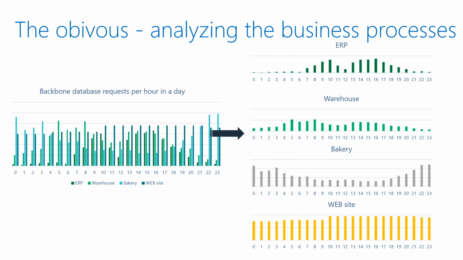So if you analyze your ERP system, you know that usually people start coming to work at 7 or 8 o'clock in the morning, and all the way until 10, 11, there's going to be quite a huge load on that system. And then around 12, people go to lunch, and then starting back again at 1, 2, 3, and after 5 o'clock those systems will start slowly going down.